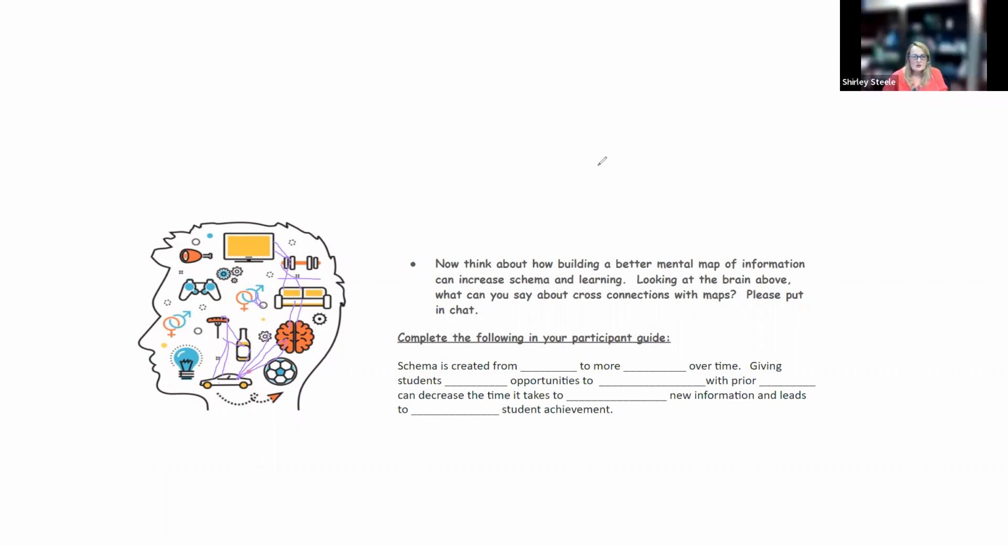And y'all are awesome participants. If you want, in your participant guide, you can complete the following. Schema is created from blank to more blank over time. Shall we do it together? What do y'all think goes there? Simple to more complex, over time. Yes. Giving students blank opportunities, multiple, many, various, yes, many opportunities to connect with prior blank, prior knowledge. Yes, prior knowledge.